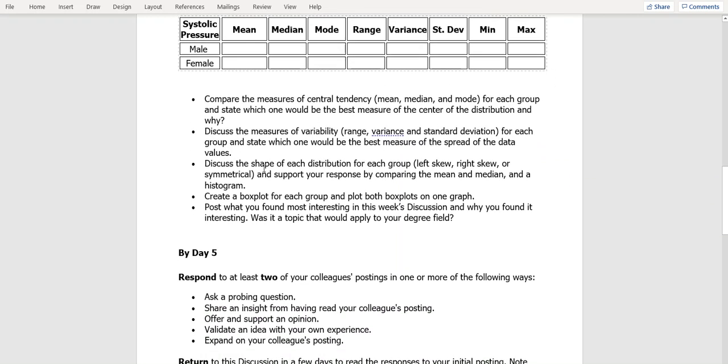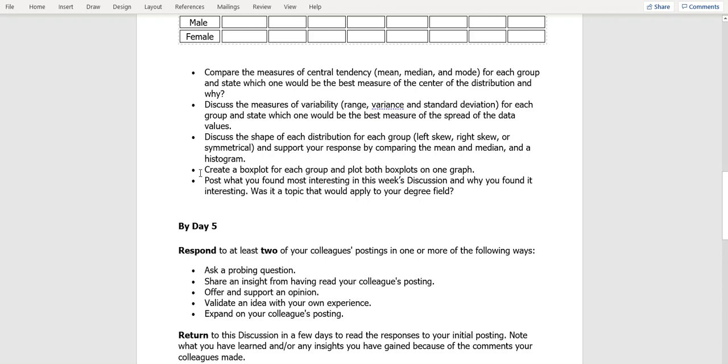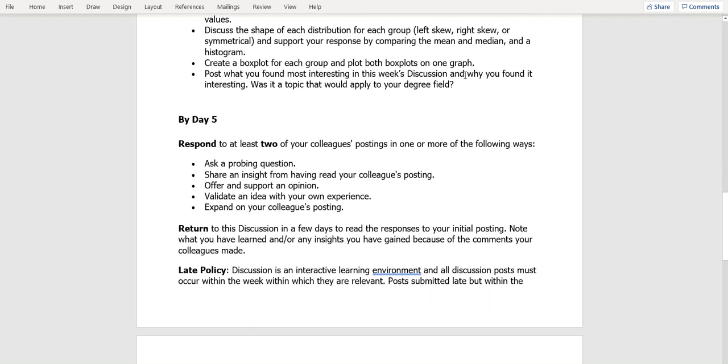And then you're going to discuss the shape: left skewed, right skewed, symmetrical. Support your response by comparing the mean and median. If the mean is greater than the median, it's right skewed. If the mean is less than the median, typically we say it's left skewed. And then we should also see that within the histogram. Box plot for each. Then we're going to put those on one graph, and then you're going to post.